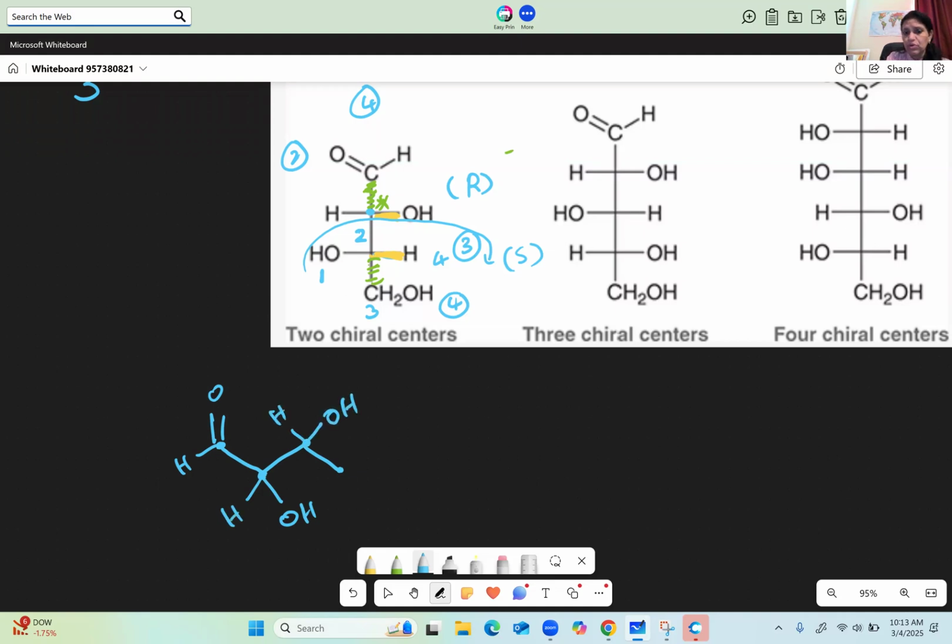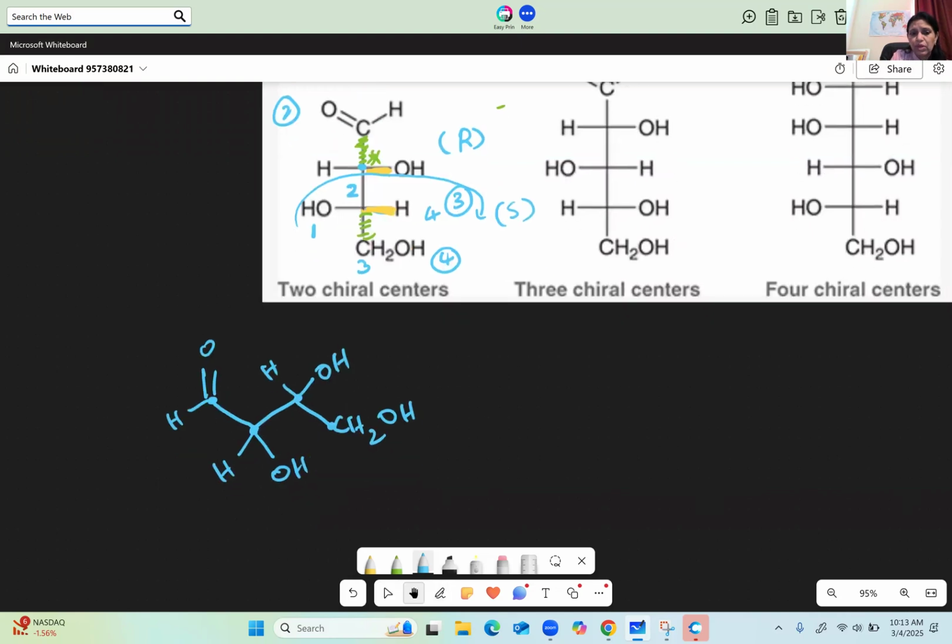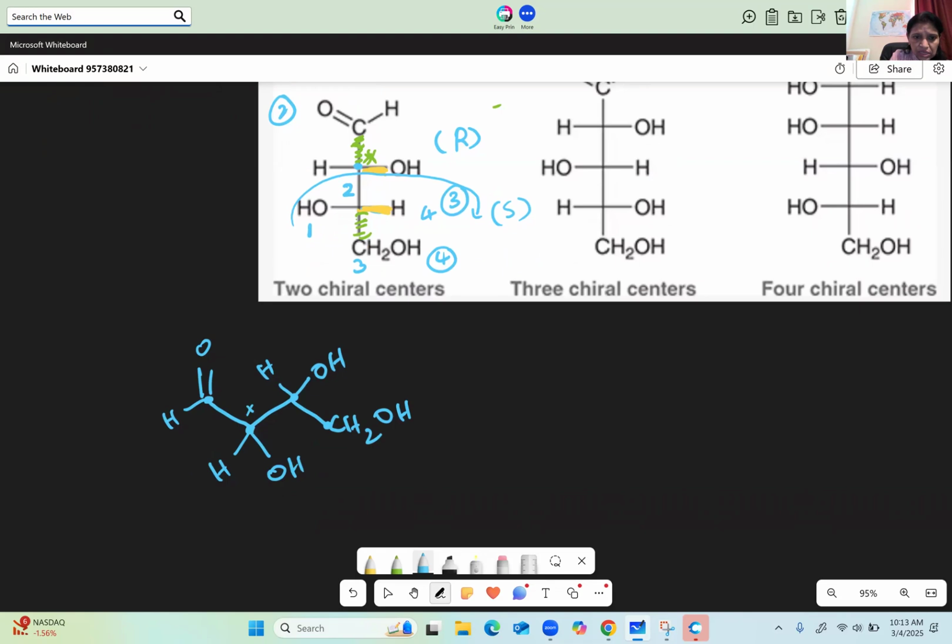I do not know if I am putting them in the right direction or not as of now. This last one has a C. This is a CH2OH. So now these two are my chiral centers, my second and the third. I need to make sure when I draw this, my R and S stereocenters are also correct.